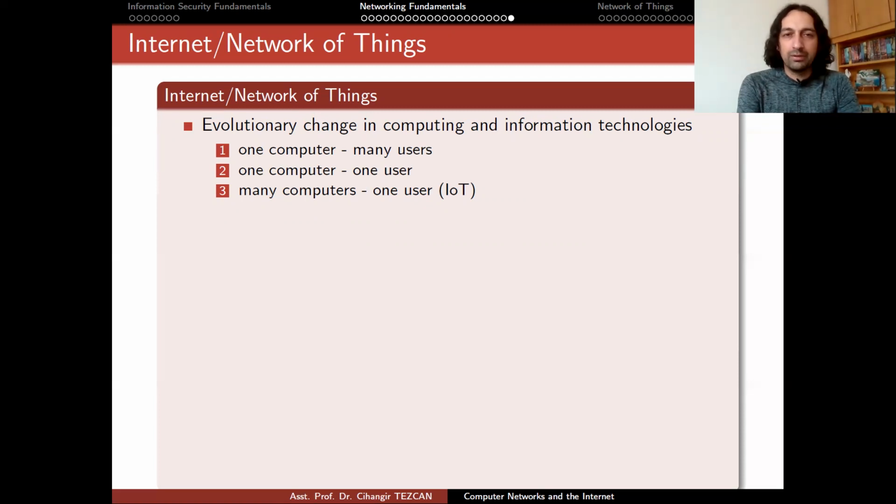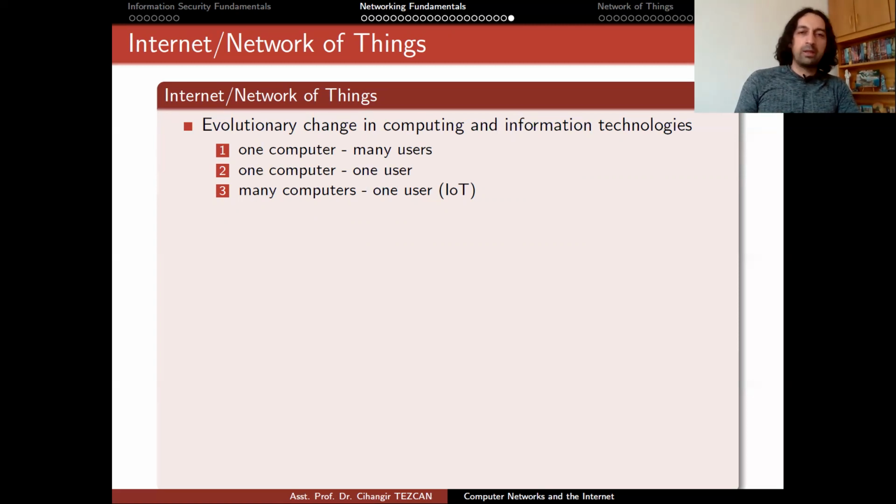So in terms of security, let's see how things happened and how we moved into this situation. There was an evolutionary change in computing and information technologies. Years ago, there was a single computer and many users. There was a big computer in the room, and a lot of people were using different keyboards or monitors that acted like terminals, but all of them were connected to the same computer. But with the invention of personal computers, we moved to an age of one computer, one user. But nowadays, what we are seeing is that we have many computers and one user.